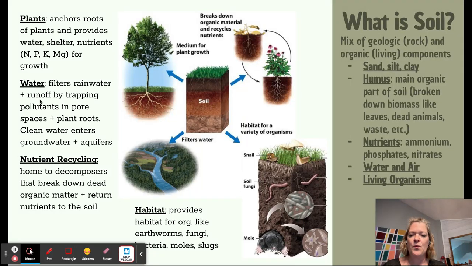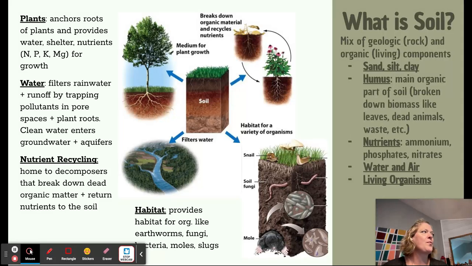All right, and then soil is very important for the water because soil can actually filter out water that runs through it. So if there's any contamination like pollution particles or anything in water, soil can actually filter that out, which is important. And soil can also filter the runoff.